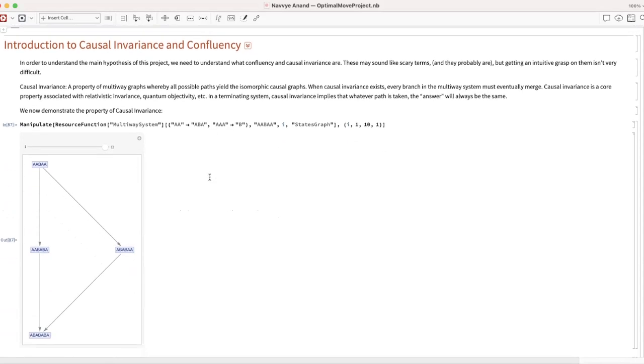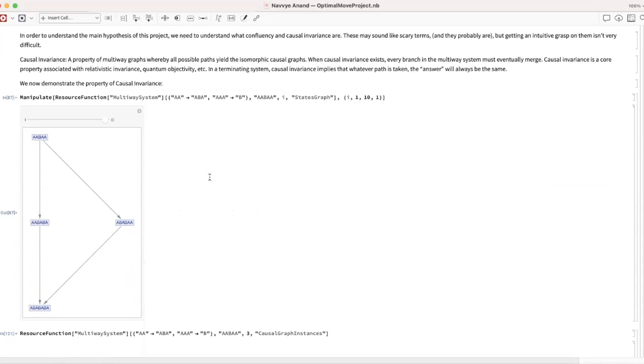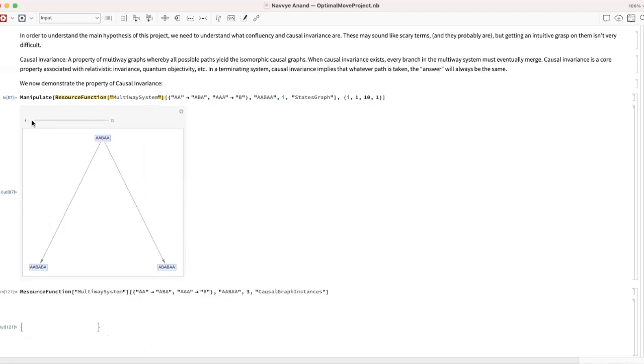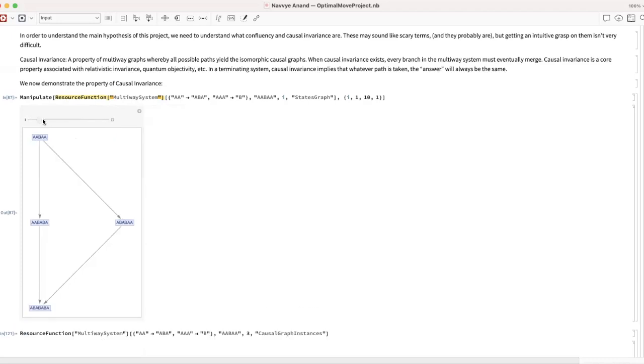Now, we demonstrate the property of causal invariance over here. Let's look at this multi-way system with AA goes to ABA and AAA goes to B, and you start with AABAA. At the first step, AABAA goes to these two states. As you increase the number of steps, you realize that this multi-way system remains stagnant, and every branch in this multi-way system has eventually merged into a singular branch.